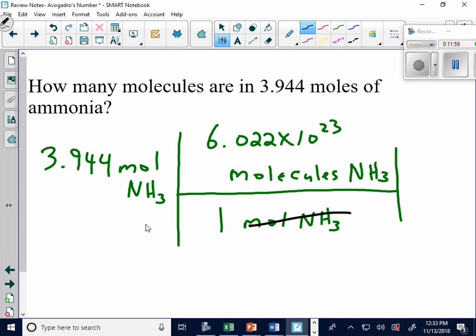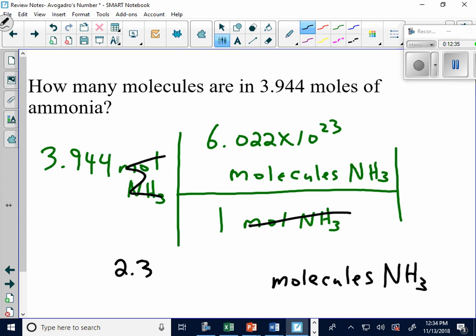I do indeed get my moles to cancel. That's going to leave me with my answer to be molecules this time. Molecules of ammonia. So I'm going to take the 3.944 and multiply that by Avogadro's number. I can see that this has 4 sig figs, so my answer is going to have 4 sig figs. So my answer is going to be 2.375 times 10 to the 24th.